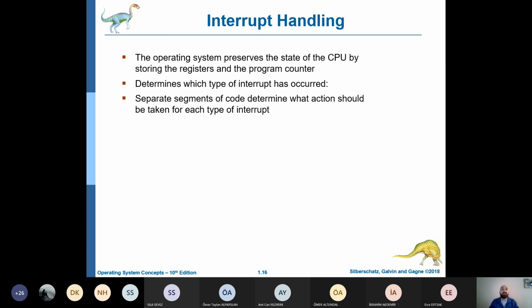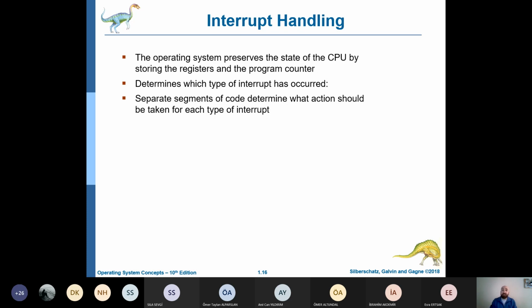So here's the question: how can we handle the interrupts? The operating system preserves the state of the CPU by storing the registers and the program counter. Then it determines which type of interrupt has occurred, and separate segments of code determine what action should be taken for each type of interrupt. So basically, this is how we can handle the interrupt.